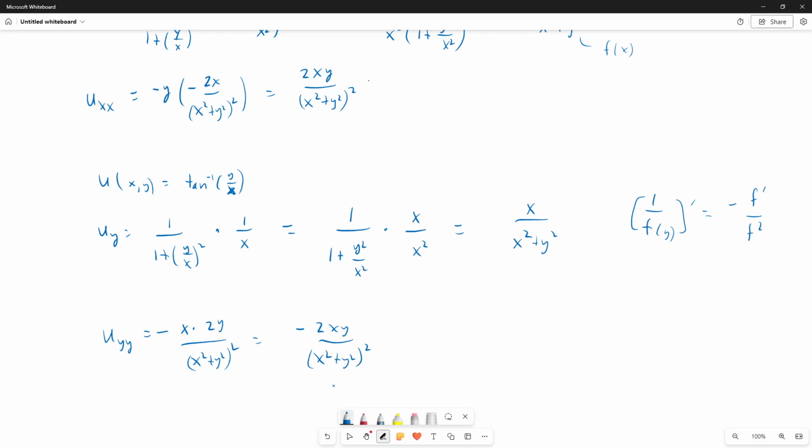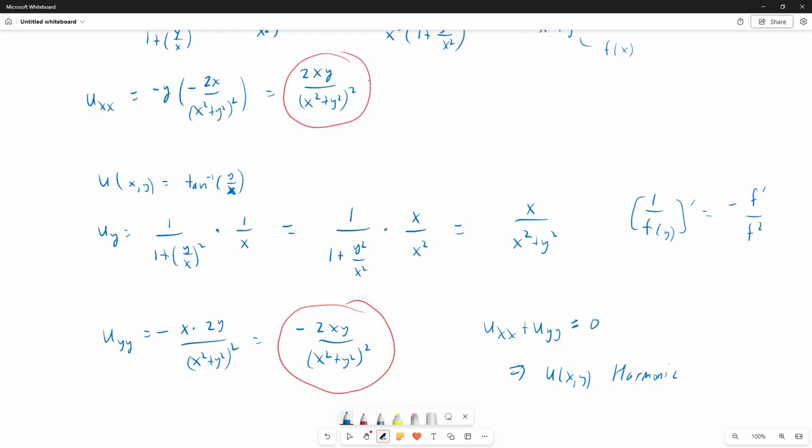So look at u sub xx up here, and u sub yy down here. They're obviously opposites, and so u sub xx plus u sub yy is equal to 0. In other words, u of x, y is harmonic. And this whole computation is valid as long as x does not equal 0, and that means that we're anywhere on the complex plane except for the y-axis. That's where x equals 0. So everywhere else, our function is harmonic.